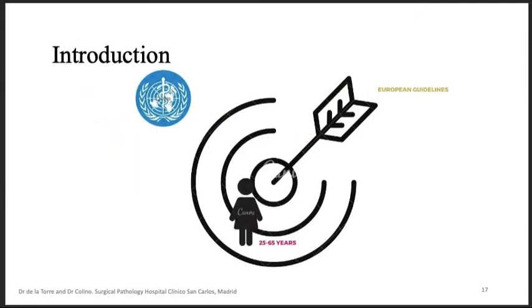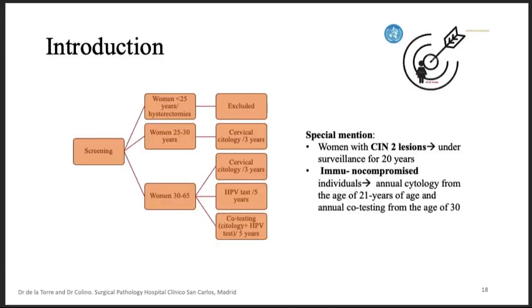Taking this into consideration, the World Health Organization, European guidelines, and scientific recommendations approved in 2018 state that the target population of this protocol should be women between 25 and 65 years of age. Accordingly, women between 25 and 30 years of age should undergo vaginal cytology every 3 years. In general terms, there are two types of screening protocols.